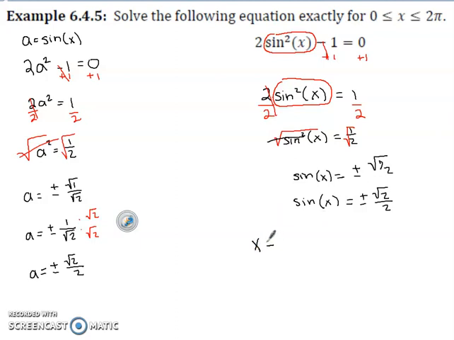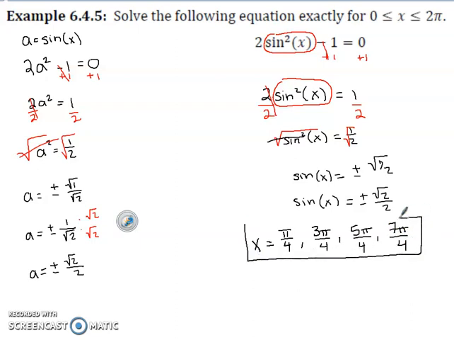So my angle could be pi over 4. It could be 3 pi over 4. In those two cases, I get positive square root of 2 over 2. It could be 5 pi over 4, giving me a negative square root 2 over 2, or it could be 7 pi over 4. So these are the 4 possibilities for the value of x in this equation.